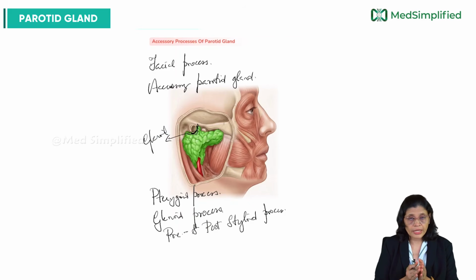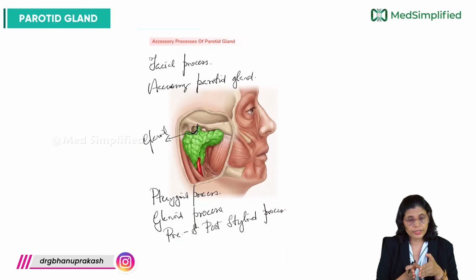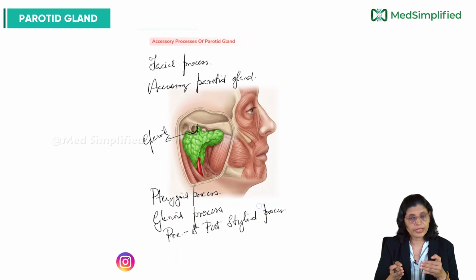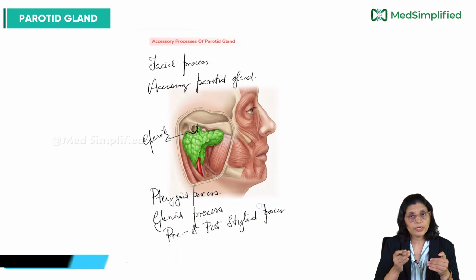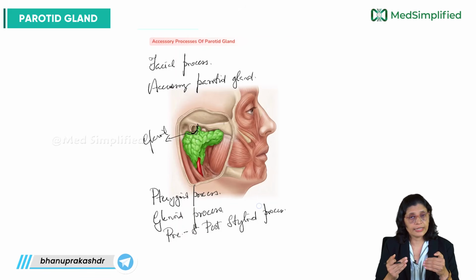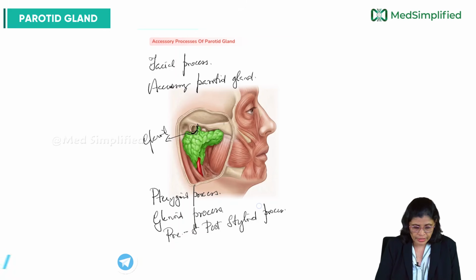So we have the pre and post styloid process. The styloid process lodges in a groove. The portion of this parotid process which lies in front of the styloid process, we call the pre-styloid process, and that which lies behind, we call the post-styloid process. The pre-styloid process is related to the internal carotid artery, whereas the post-styloid process is related to the internal jugular vein. So that is about the accessory process of parotid gland.